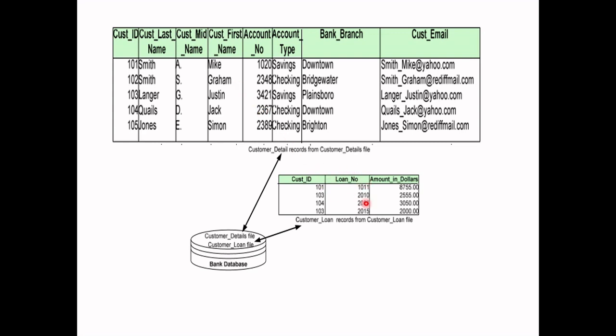After that we have a loan number and amount in dollars. So these two tables, customer detail and loan detail, are stored in the bank database. So the bank database has customer detail and loan. This is our first table and this is our second table. Both are stored in the database, and both tables are interrelated with each other as we are using the customer ID over here. So this is the concept of interrelated data.